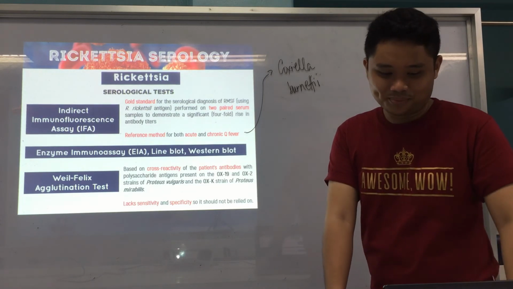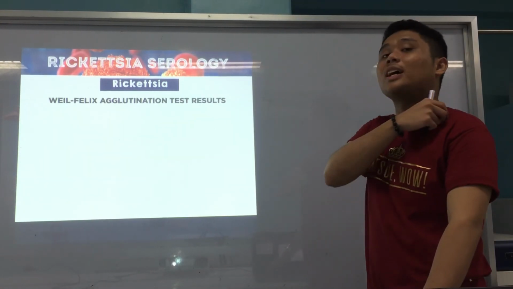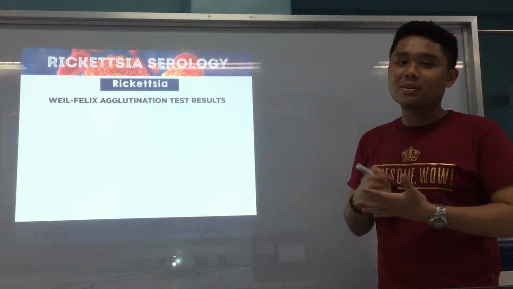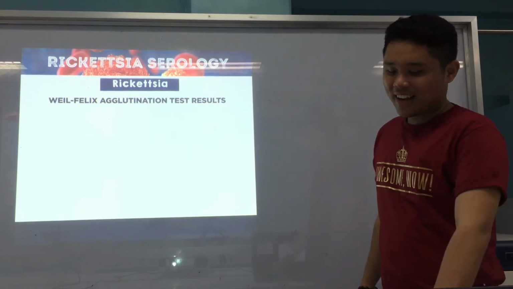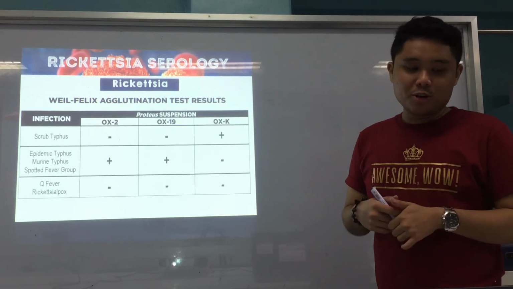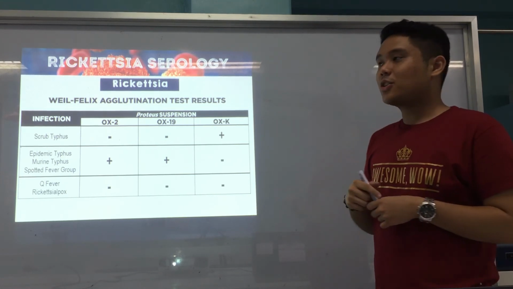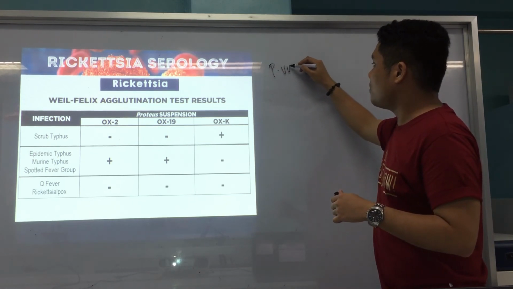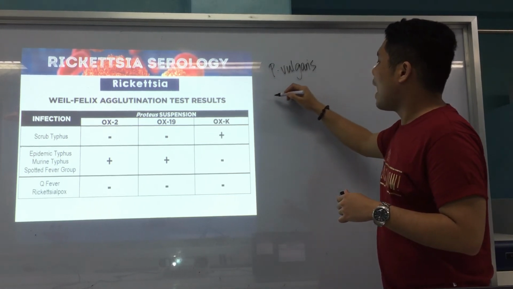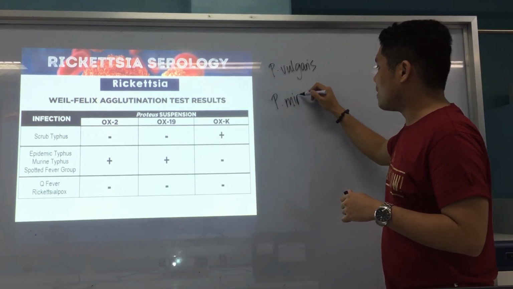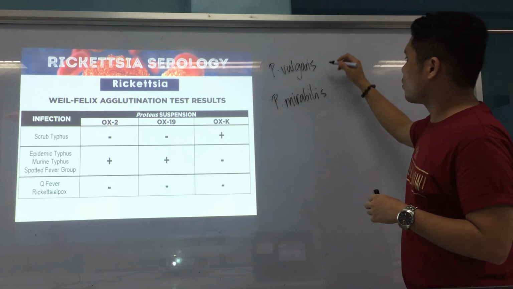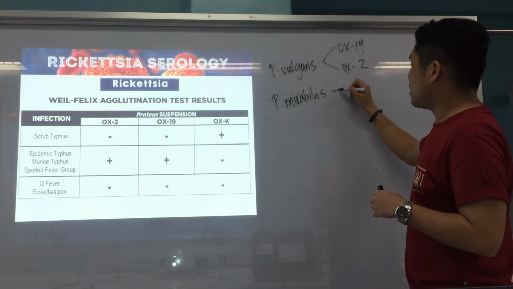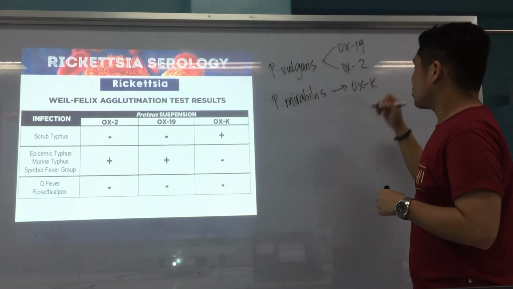Okay, so we go now to the agglutination test results, the Weil-Felix agglutination test results. This is what comes out in the boards and what you need to know. Here's a table. Again, we use Proteus strains. So how do I remember? We use OX19 and OX2 coming from P. vulgaris and OXK from P. mirabilis. So for P. vulgaris, it's OX19 and OX2, and for P. mirabilis, it's OXK. So how do I remember?